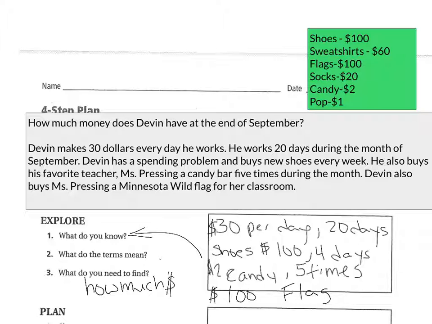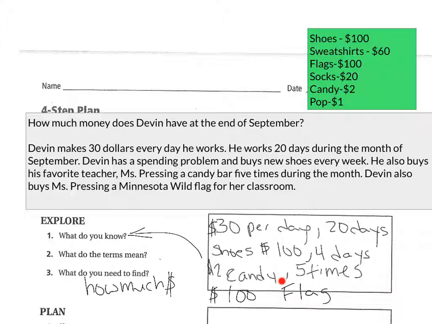Now I have his shoes, which I can see using this chart right here. The shoes cost $100. So he has shoes, $100, and he buys those 4 times. It says right here that he buys new shoes every week. Well, there's 4 weeks in a month, so I know he buys shoes 4 times. Now he buys a candy bar 5 times, so I can see right here that candy costs $2, and he buys that 5 times. And then last, Devin also buys Miss Pricing a Minnesota Wild flag, and I can look right here and see flags are $100. So that's where this information comes from.